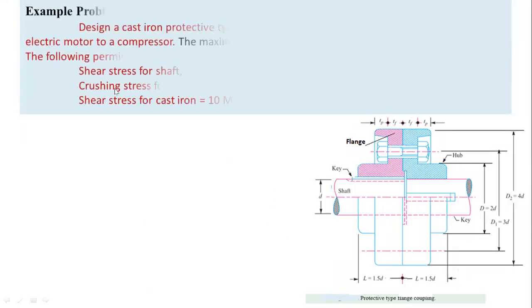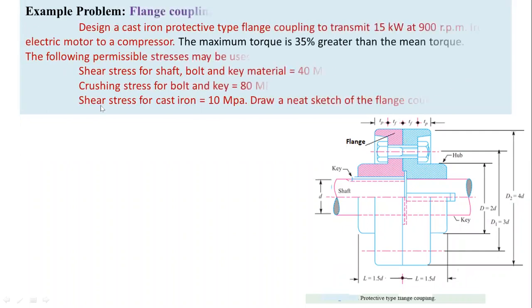Now this is the given question. Design a cast iron protective type flange coupling to transmit 15 kilowatts power at 900 RPM speed from an electric motor to a compressor. The maximum torque is 35% greater than the mean torque.